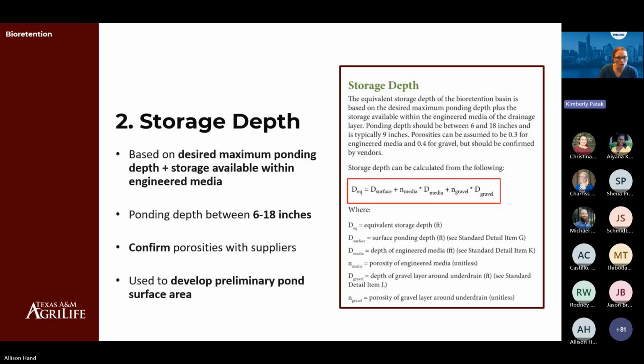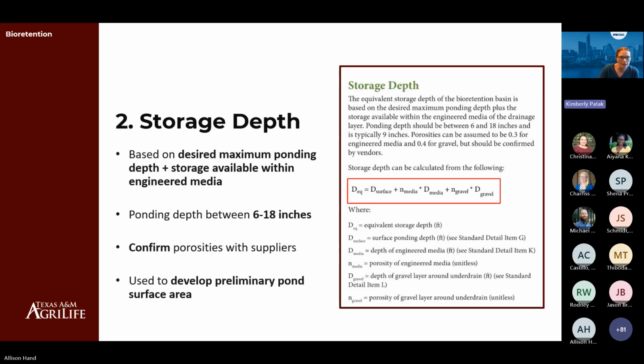Your storage depth ultimately is comprised of various layers in your site, and also the porosity of your engineered media and the gravel. We provide porosity values in the design set, but these definitely need to be verified with your suppliers. Make sure that you don't just run with those parameters. Those are provided for guidance and for preliminary design, but definitely coordinate with your supplier to make sure that those values are appropriate.